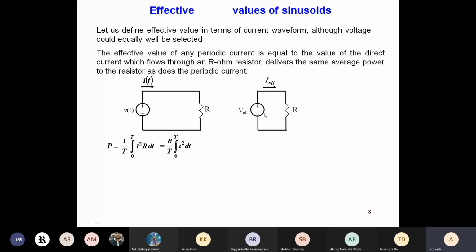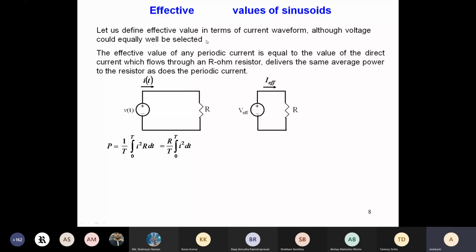The effective value of any periodic current is equal to the value of the direct current which flows through that same R ohm resistor and delivers the same average power to the resistor as does the periodic current. So the amount of power the periodic current gives over one cycle, which DC current will give the same power? That is basically called the effective value of the periodic quantity, in this case the periodic current.